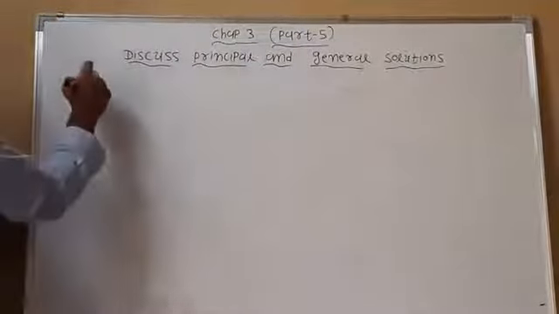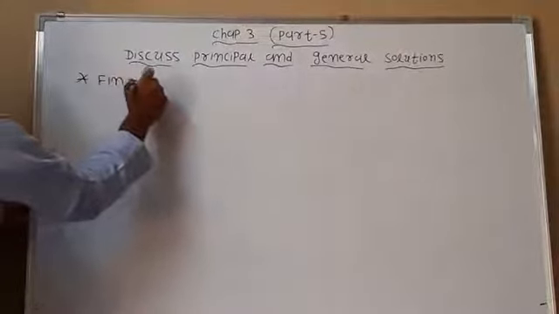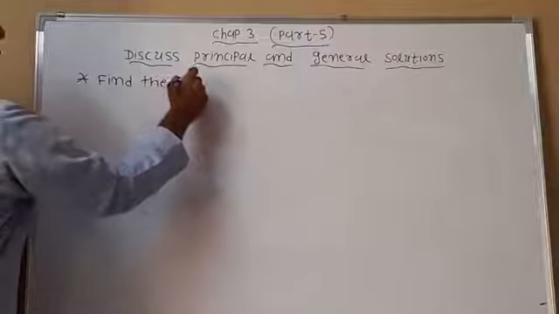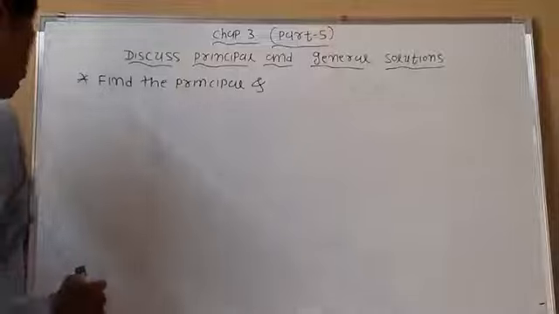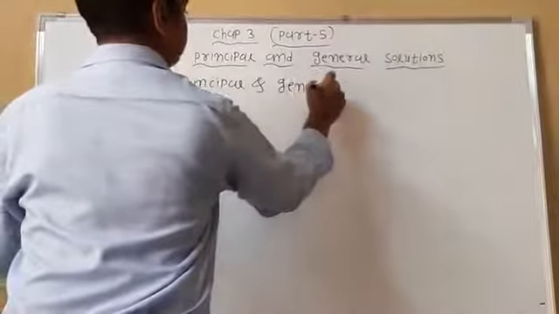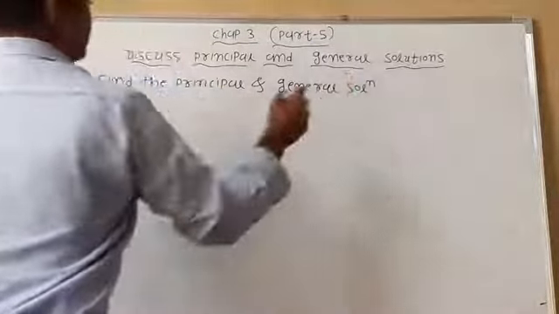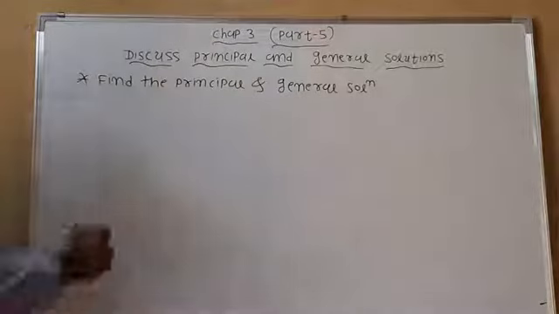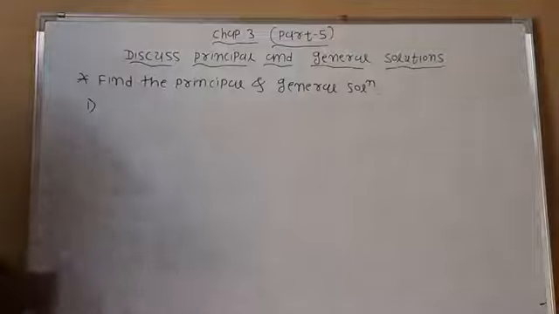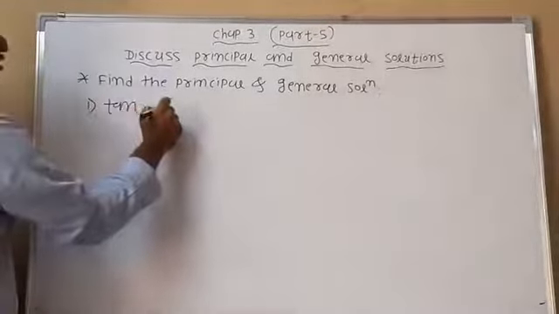First question: find the value of the principal and general solution. Our question is tan x is equal to under root 3.